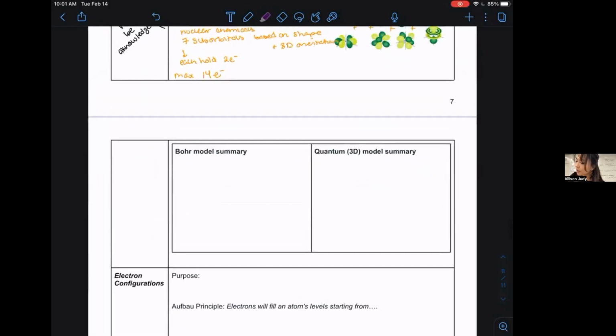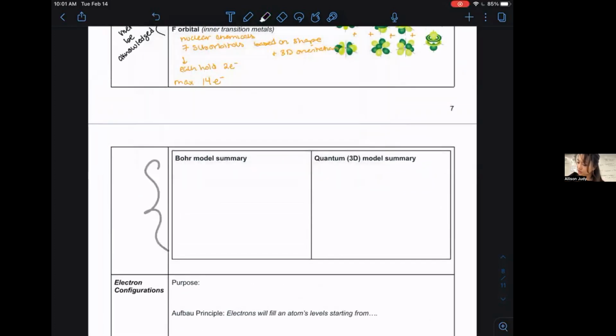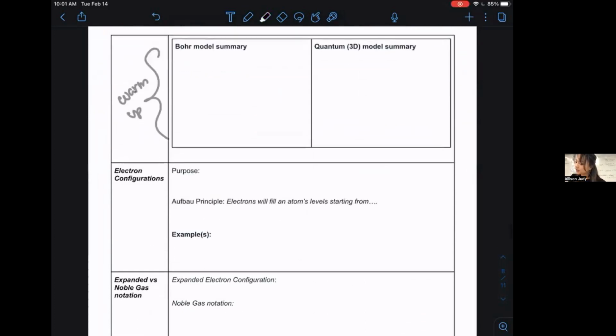So Bohr model, I'm actually going to leave this as a warm-up. We're going to do this later. You're going to do this as a summary on your own. And let's talk about electron configuration. Purpose: this is how we write up the address of an electron using the quantum mechanical model, QMM. It's my shorthand for the quantum model.